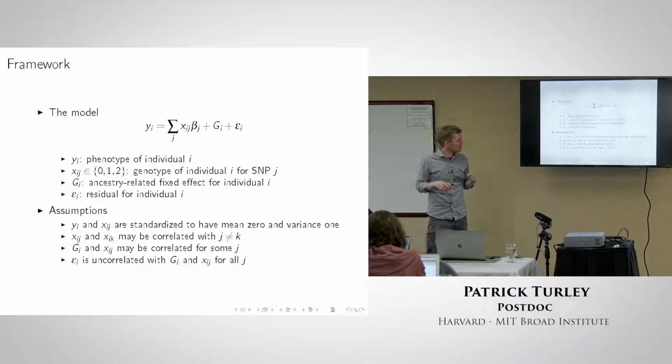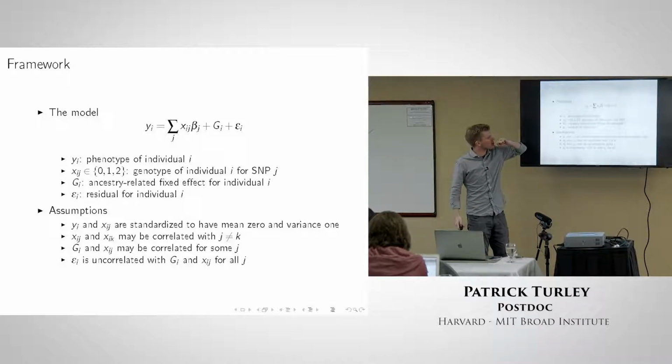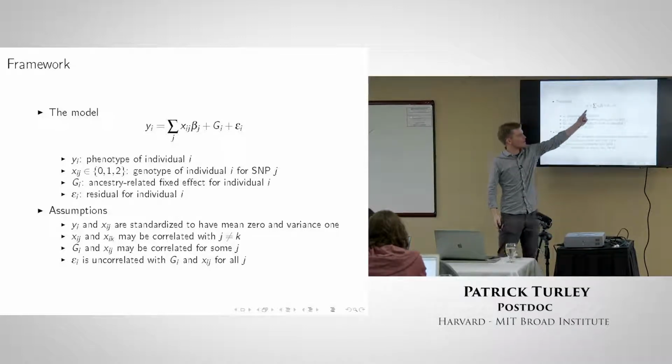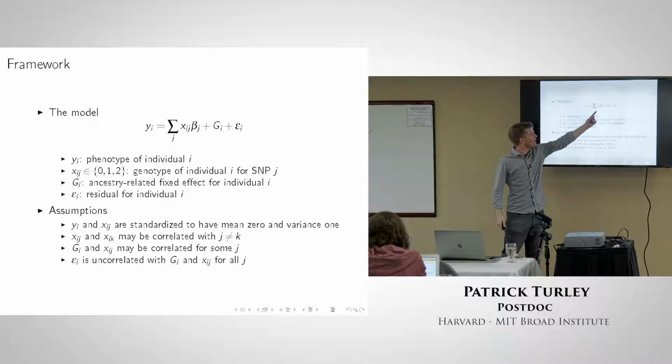So let's put some math behind it. So remember, this is the model that Dan proposed. We have some phenotype Y, so it could be education or whatever, Jell-O, and then we have a bunch of SNPs, right?